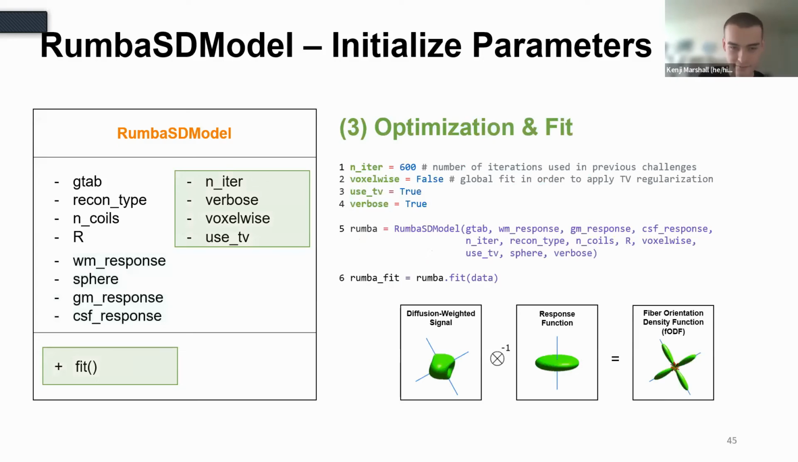Lastly, we have our optimization and fit parameters again. So here, lines 1 to 4, we just set what we want our optimization parameters to be. So 600, that's the default number in Rumba. Here, because we want to use total variation, we set voxel-wise to false and use TV to true on lines 2 and 3. And we set verbose to true on line 4 because why not? And then we throw all these into the Rumba constructor, get our model, and call the fit method, and get our Rumba fit object, which has all of the information that we need.